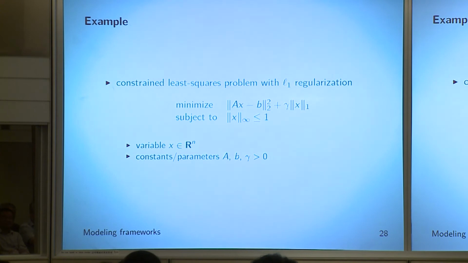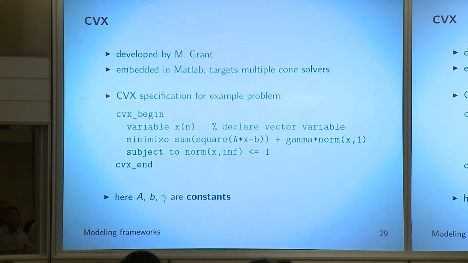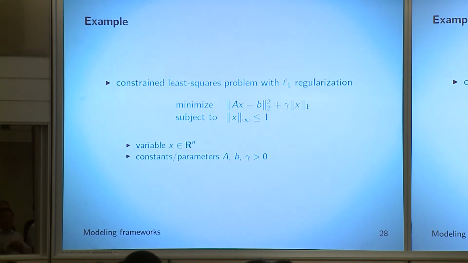It's convex. And I have some parameters like A, B, and gamma. Gamma, by the way, has to be positive, otherwise, if gamma is negative, this is not convex. Okay, so that's our problem. And this problem, if I went to Google and typed in lasso with parameter bounds, I'm not going to find anything.